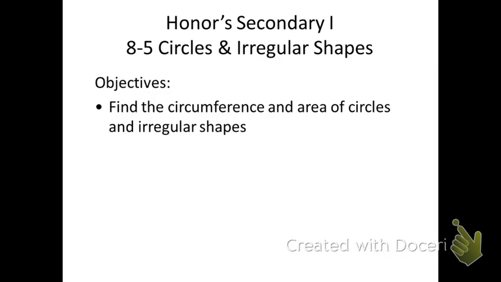Alright, today we worked on finding the circumference and area of circles and irregular shapes. So to start out, we'll define circles. A circle is a set of points that are equidistant from a given point called the center. What that means is that if we have a center, every point on the circle is the same distance away from the center of the circle.